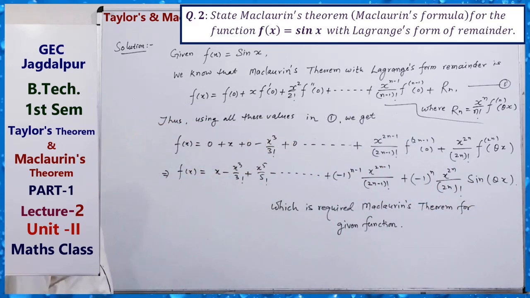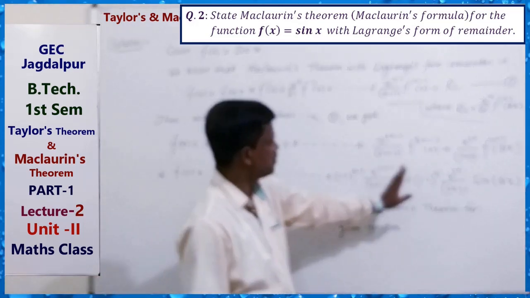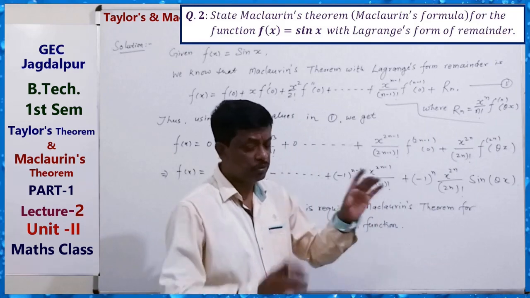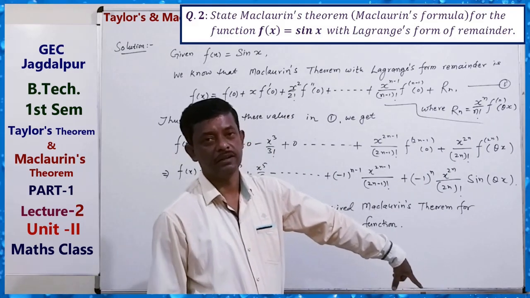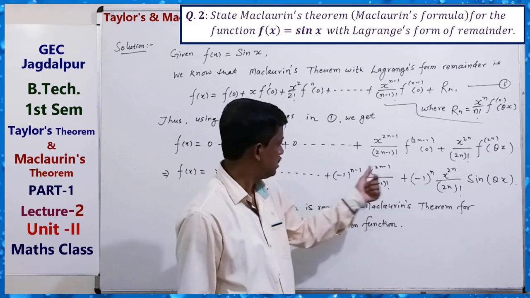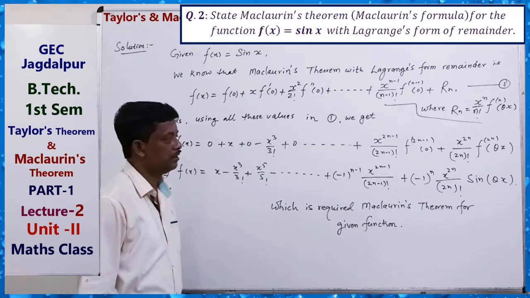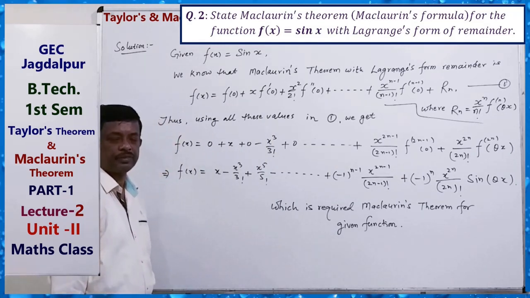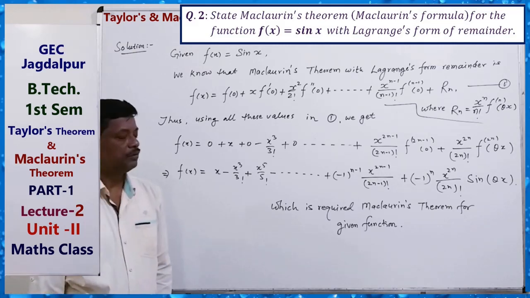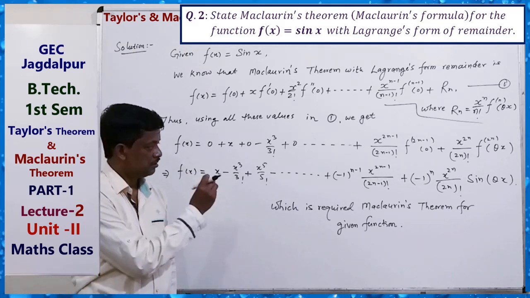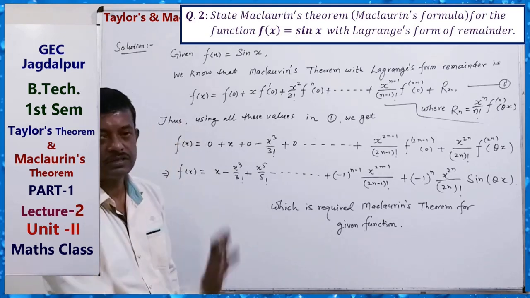Clear? So this is the result. Here, last time, you can write 2n minus 1 and 2n, but for finding the value of the derivative, we just use 2n minus 1 and 2n. Just write it like this. Okay. So this is the Maclaurin's theorem or Maclaurin's formula for the given function sin x.